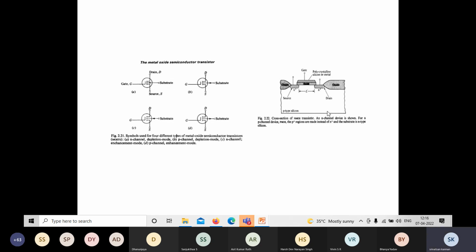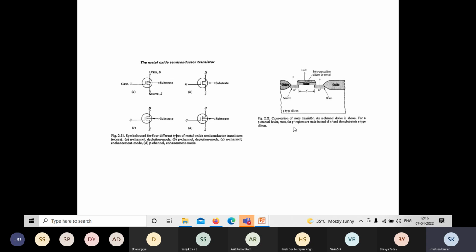So MOSFET can be operated in both enhancement mode as well as depletion mode. In depletion mode, initially the device is in on state. When you apply a gate voltage, it will move to off state. From on state to off state is called depletion, whereas off state to on state is known as enhancement mode. There is a basic difference between enhancement mode MOSFET and depletion mode MOSFET. And this is the circuit symbol: N channel depletion mode, P channel depletion mode, N channel enhancement mode, P channel.